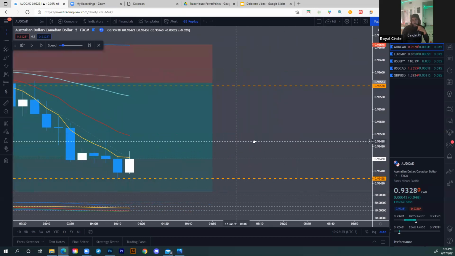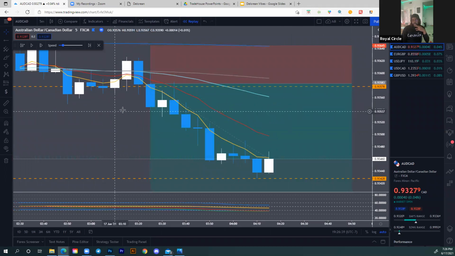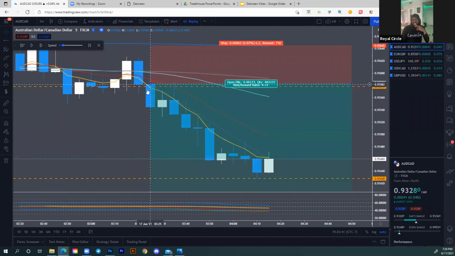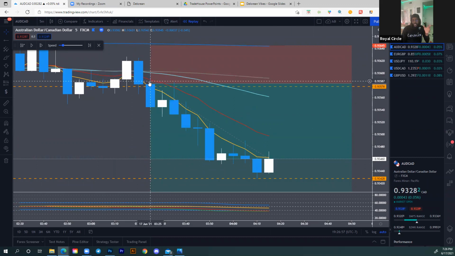Now, to add a little extra sauce to it, a second entry comes when it touches the red line. Your first entry happens when it touches the yellow. If it touches the red line within the same candle, that is your second entry for as long as how much time is left within that candle.